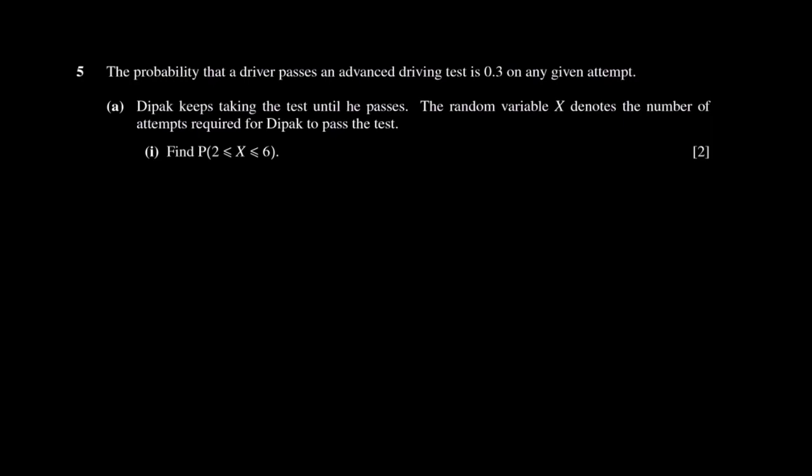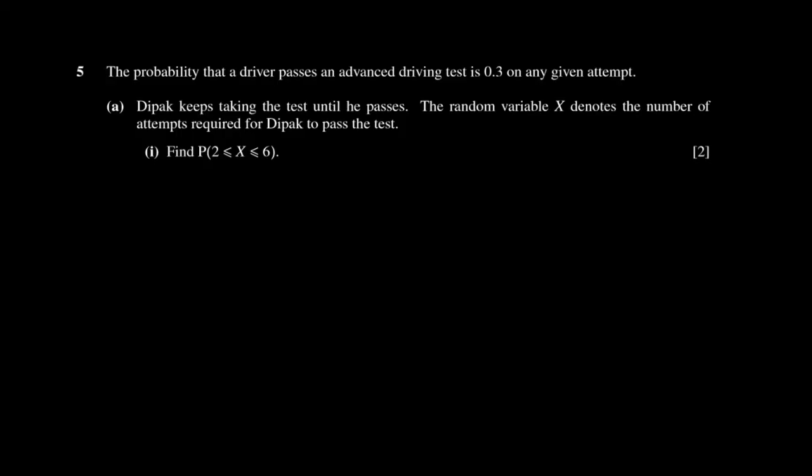Okay, question 5. The probability that a driver passes an advanced driving test is 0.3 on any given attempt. Deepak keeps taking the test until he passes. The random variable x denotes the number of attempts required for Deepak to pass the test. Find the probability that x is between 2 and 6 inclusive.